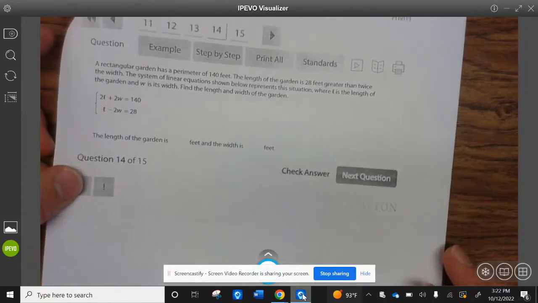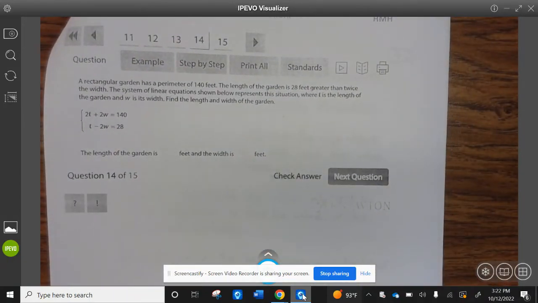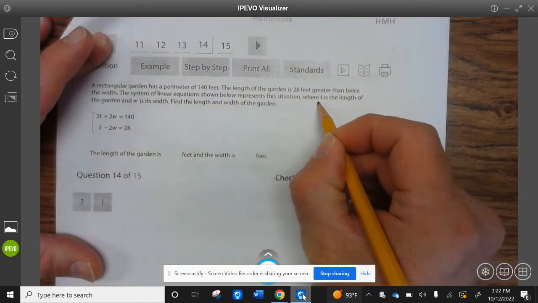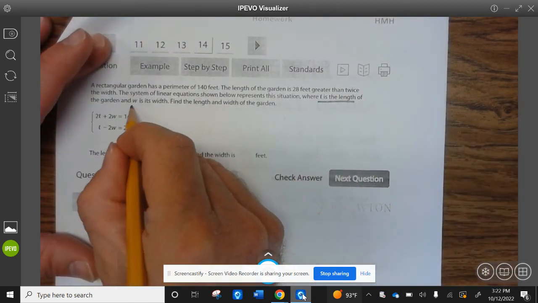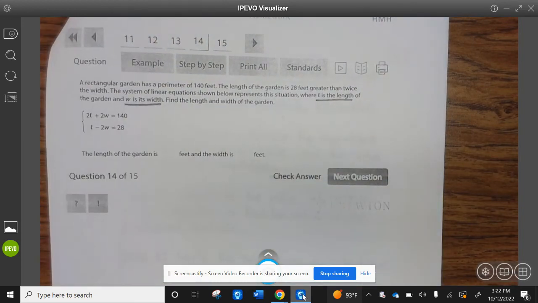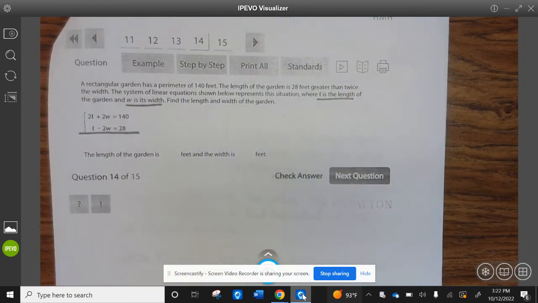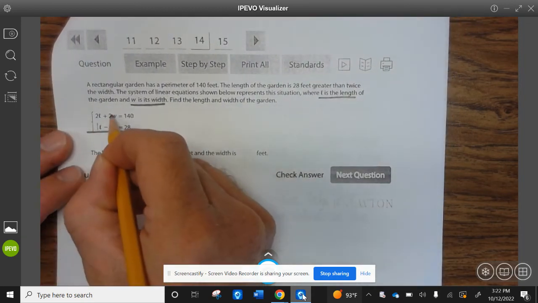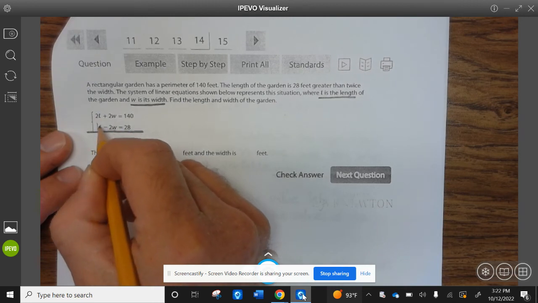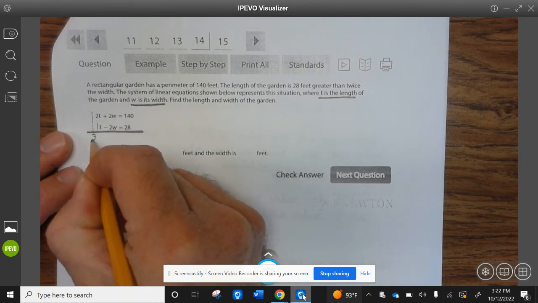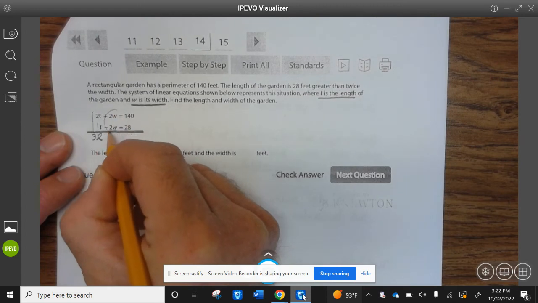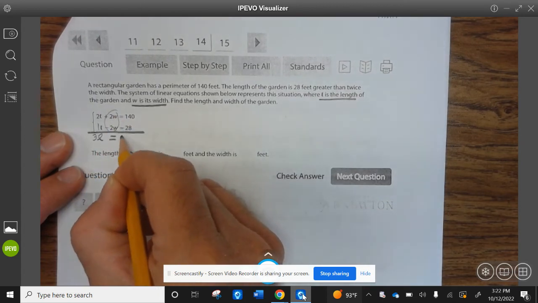All right, last example. A rectangular garden has a perimeter of 140 feet. The length of the garden is 28 feet greater than twice the width. The system of linear equations shown below represents a situation where L is length and W is width. Find the length and width of the garden. Now, we can start right here because the 2W and the negative 2W will cancel. So 2L and 1L is 3L. This becomes 0 equals 168.